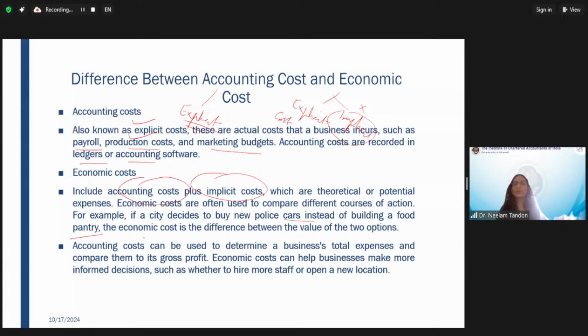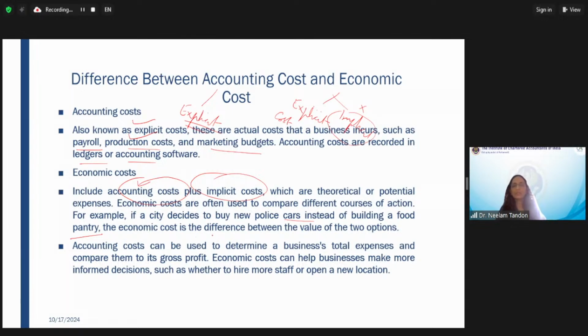So, what is the cost involved? If we go for more cars or should we go for this? So, will the convenience of policemen be more effective, or the food they get on time be more effective? So that is what is taken care of. ये explicit cost में कहीं नहीं आएगा. जब तक आप cost incur नहीं कर देंगे पुलिस कार्स पे, तब तक वो यहाँ reflect नहीं करेगा.